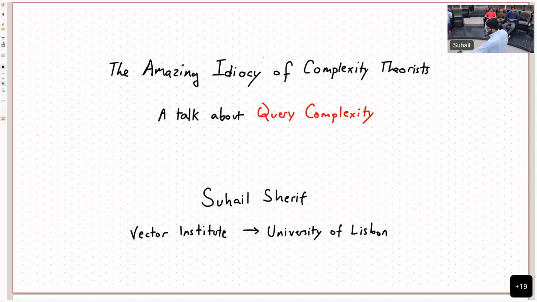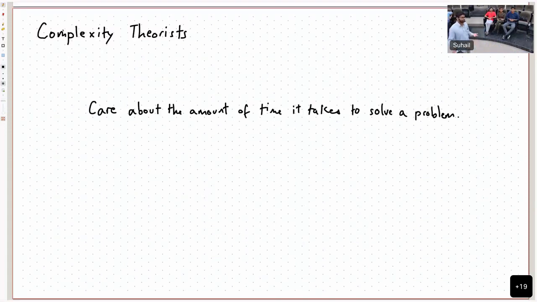Now, let's start with what a complexity theorist is and how all of this makes sense. So, a complexity theorist is a person, you and me. It's a person who cares about the amount of time that it takes to solve a problem. That's what most of us care about in this department. And complexity theorists tend to focus more on the amount of time it takes rather than the problem itself.